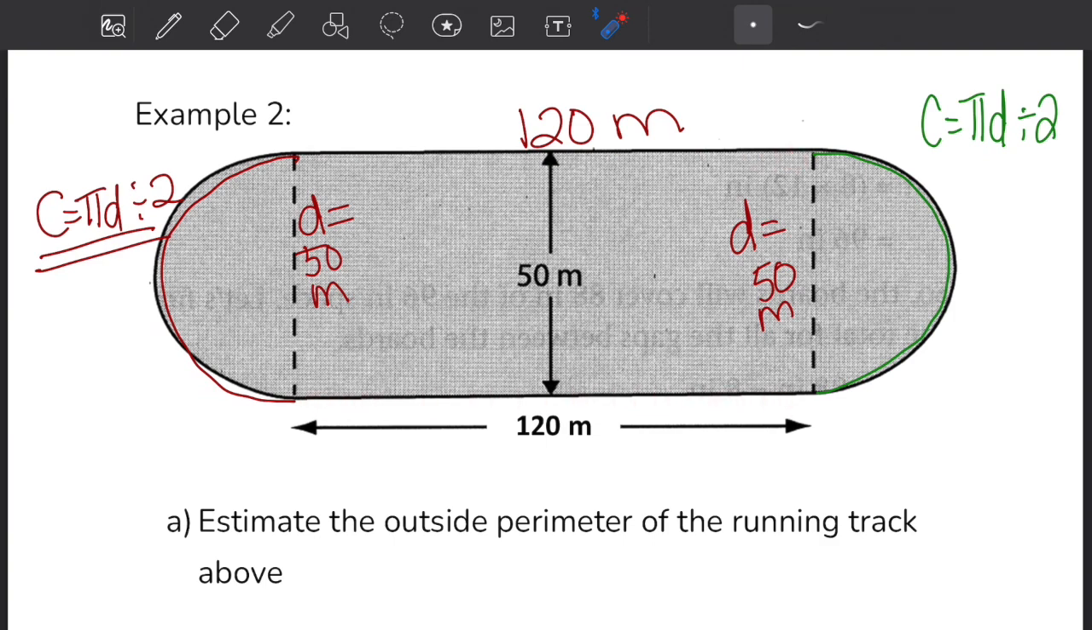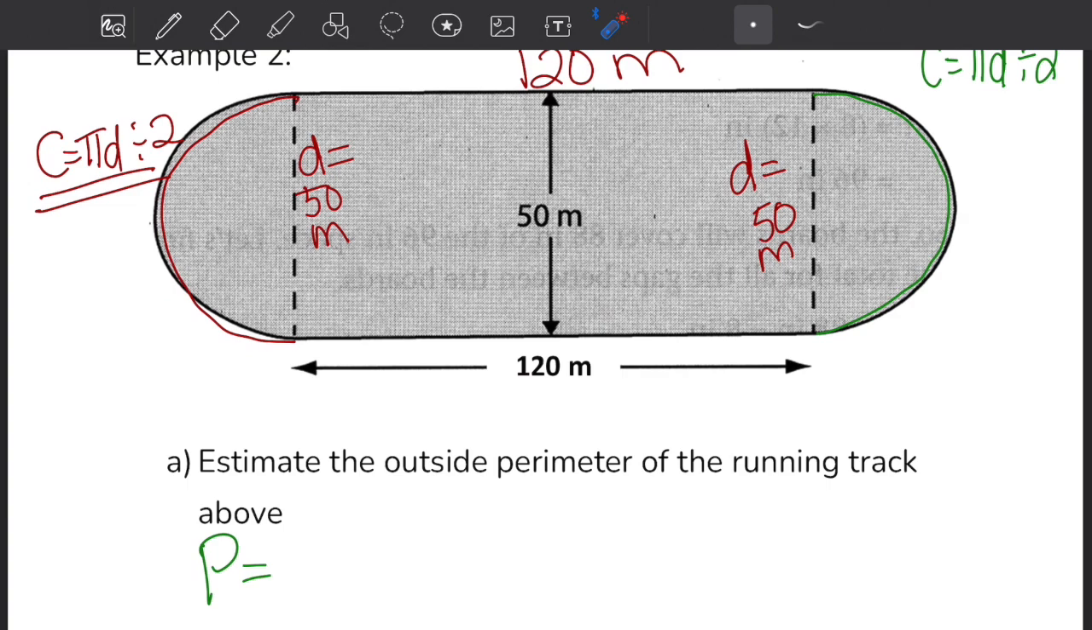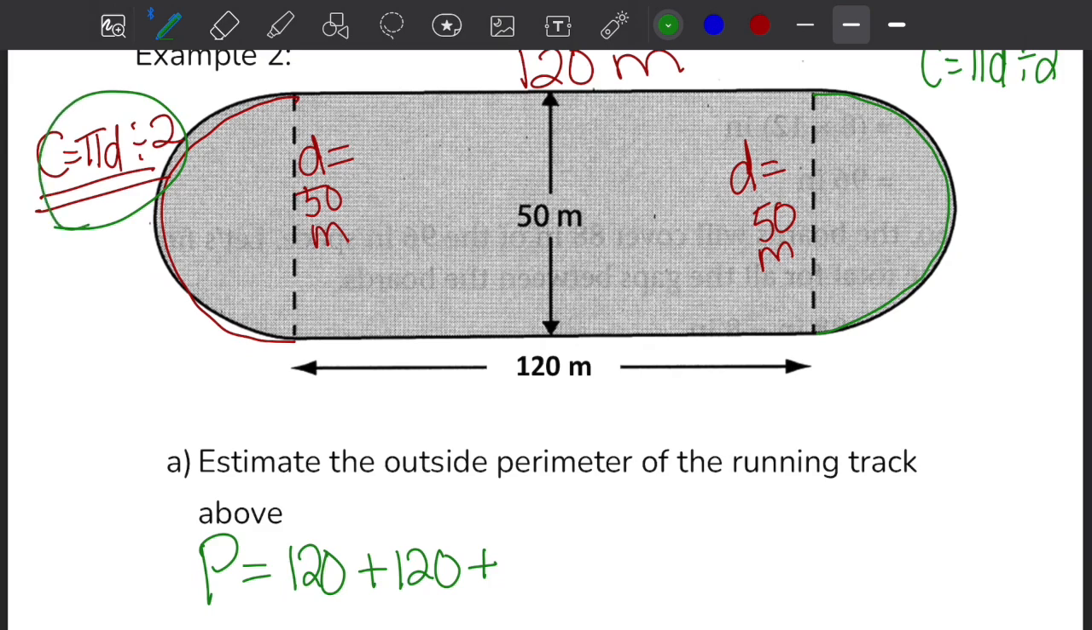Okay, now remember our first step is to estimate. We're not looking for any precise answers just yet. So let's go ahead and write our plan down in the form of an equation before we start punching in any numbers. Okay, so we said that our perimeter will start with taking 120 and 120 and adding them together. Okay, and then we're going to use this formula next.